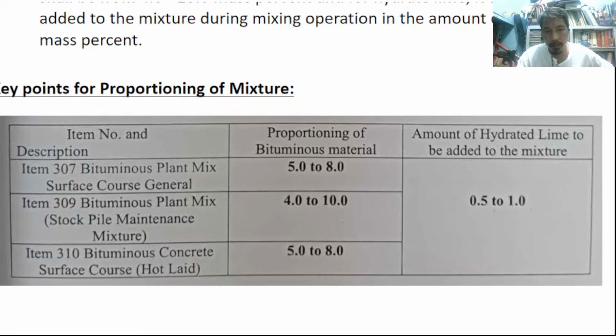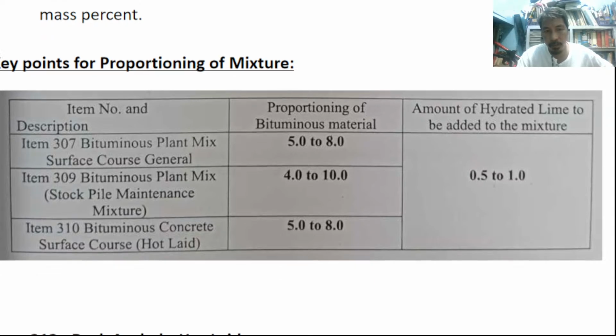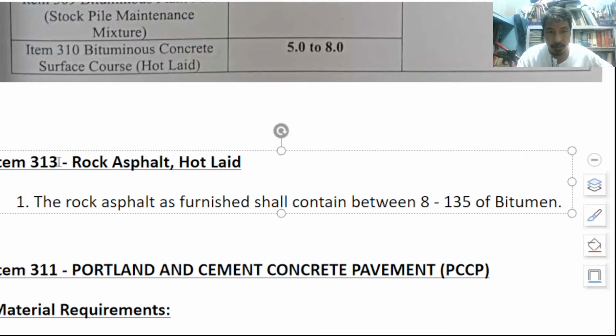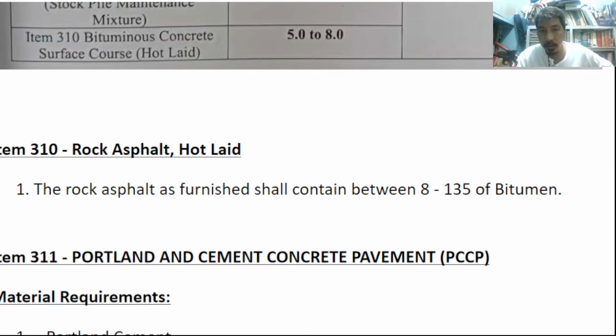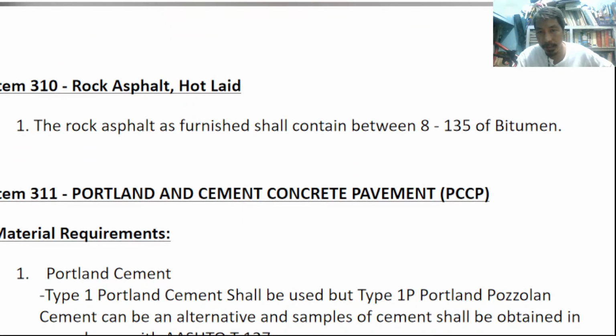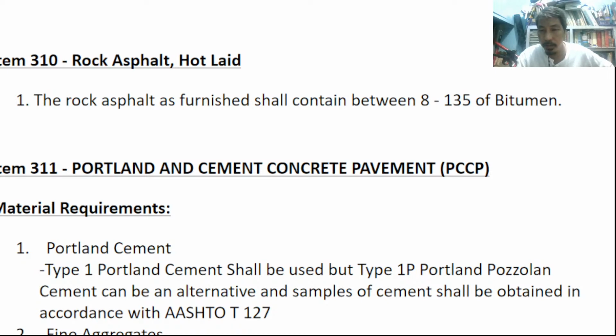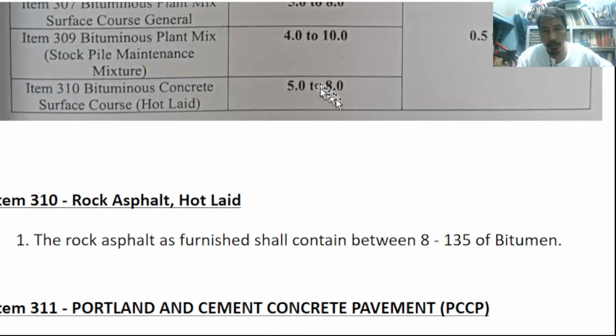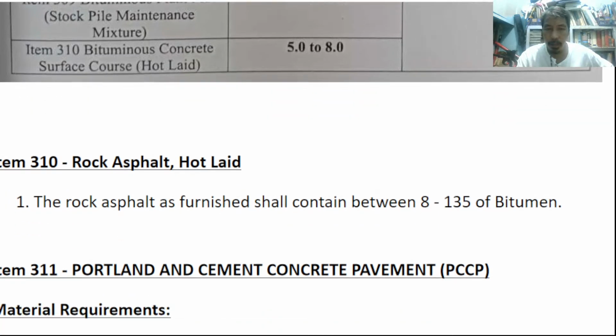But we have item 310, hot laid. So we know that this item is wrong, because this is supposed to be 310, not 313. This is a very critical document, and there are full of errors in it. This is a standard, a rule and regulation, and it is full of typographical errors. Item 310, rock asphalt hot laid. Rock asphalt as furnished shall contain 8 to 135 bitumen. So 135 again is wrong. This is the correct one: 5 to 8.